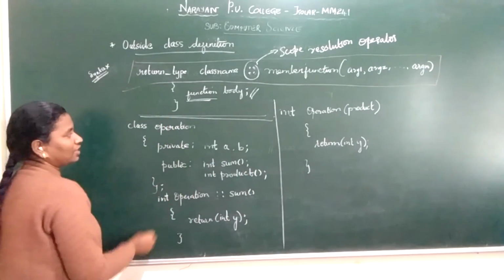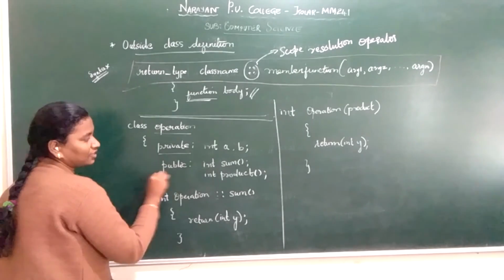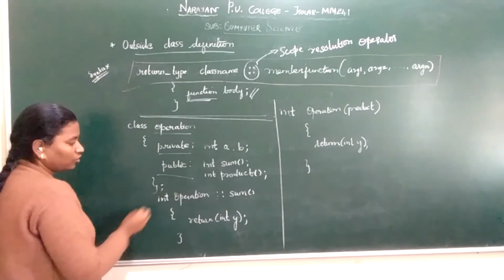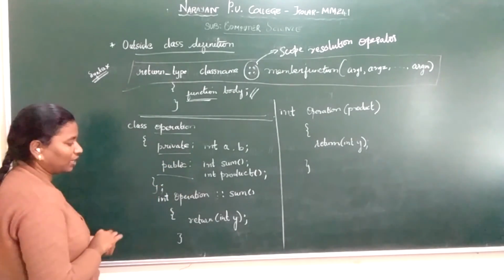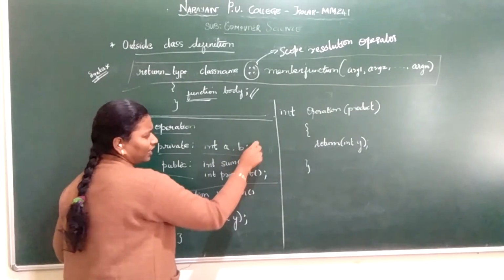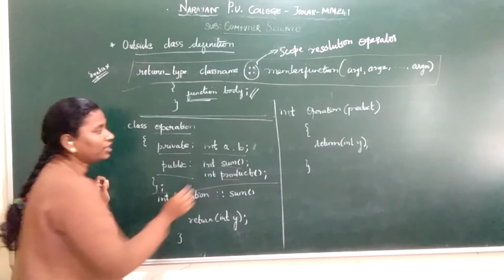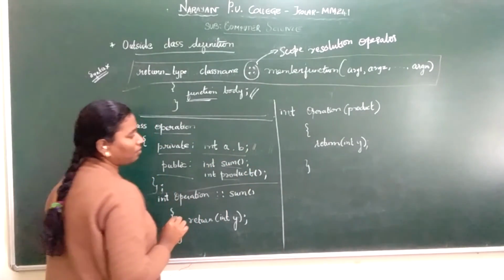Now I have taken an example, class Operation. So what is my class name? Operation. I have my access specifiers private and public. So my class ends here. Now you see, I have member data as well as member functions. Sum and product are my member functions. Int a and b are my member data.